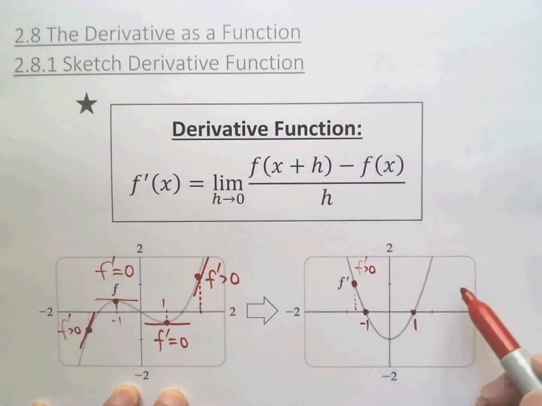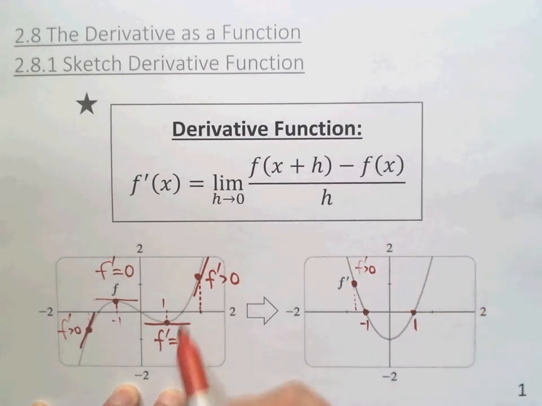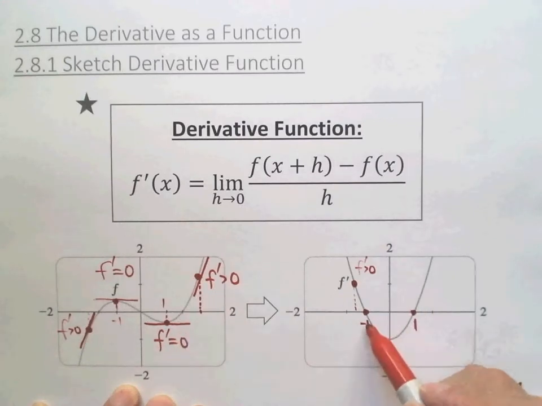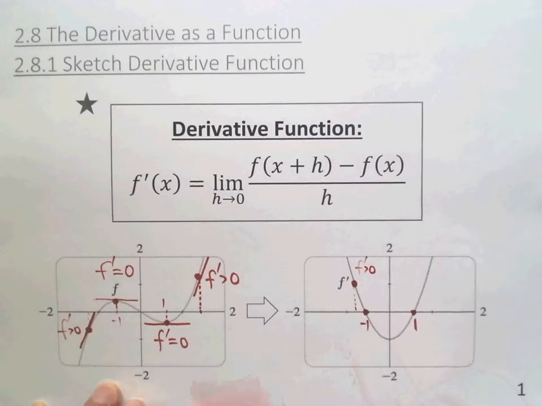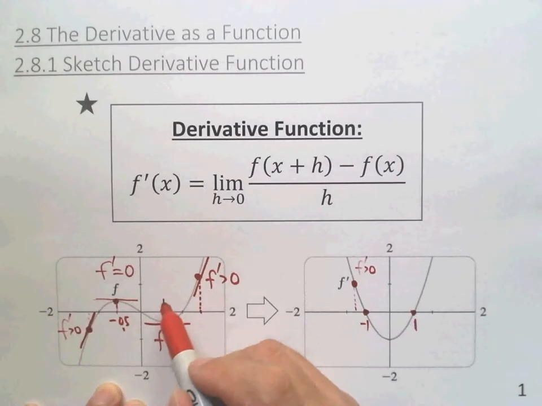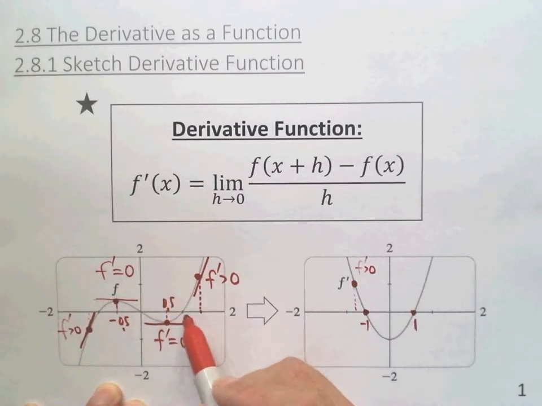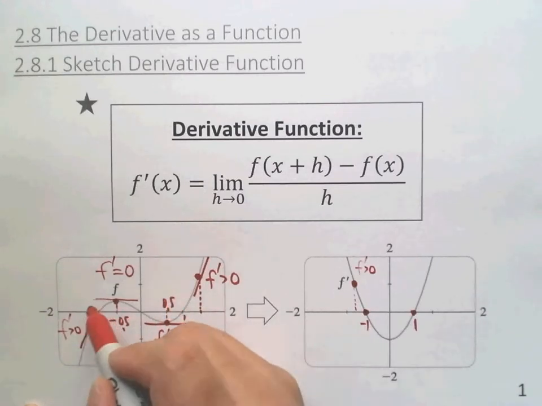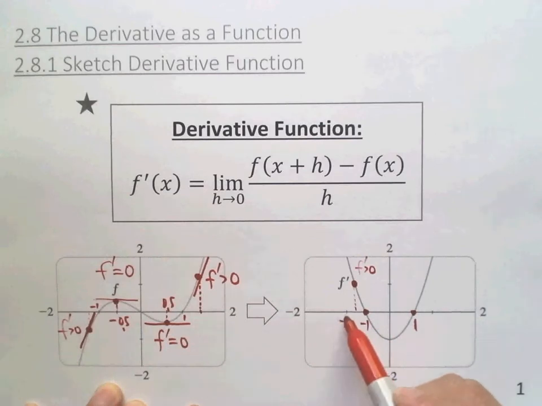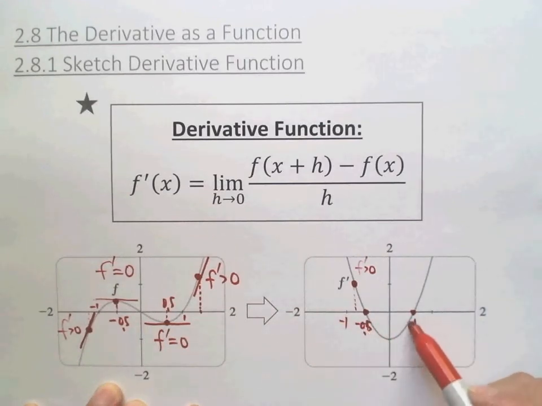I think that's not a 1. So here is -1, and here is -0.5. So here should be 0.5, and so here is 1. Here's -1, so there's -0.5, so here is 0.5, and here is 1. Okay, a few more points.